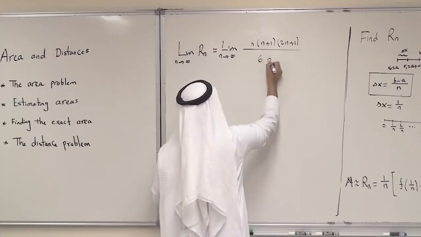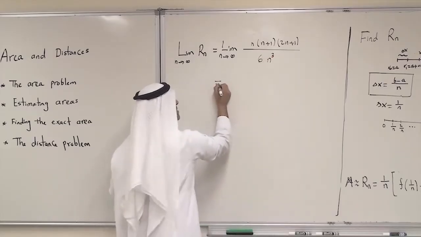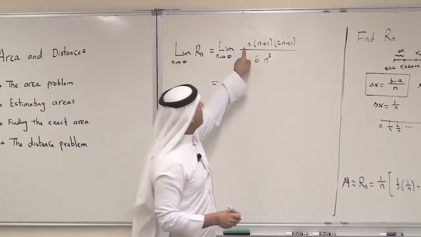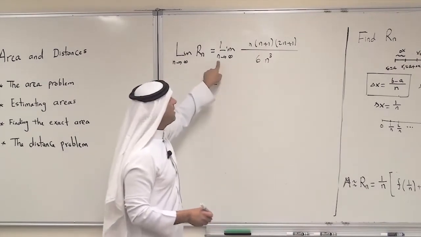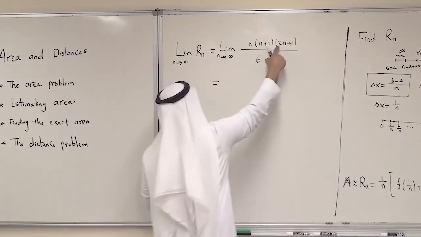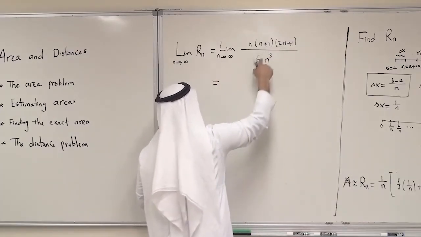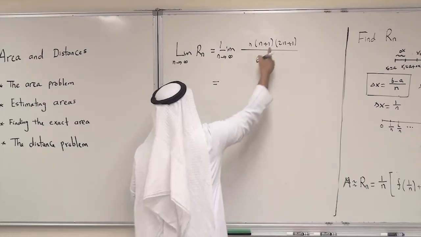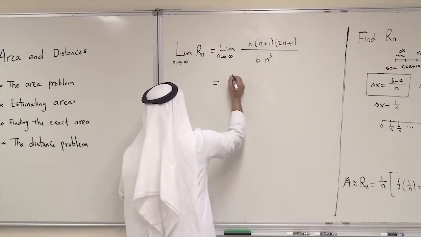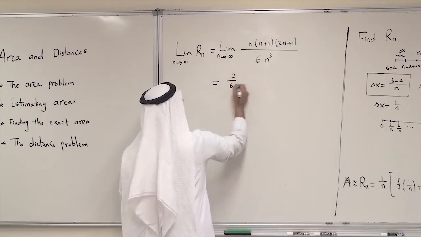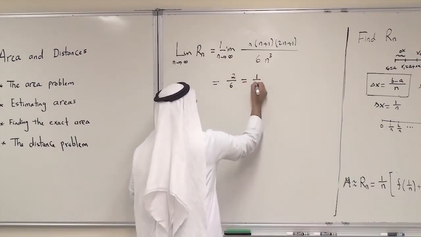6n cubed. And from your previous studies, you know that this is a polynomial of degree 3 and this is a polynomial of degree 3, and you are taking the limit as n goes to infinity. So it is enough to take the leading term over the leading term. That is n times n times 2n, that's 2n cubed over 6n cubed. So the final answer will be 2 over 6, which is 1 over 3.